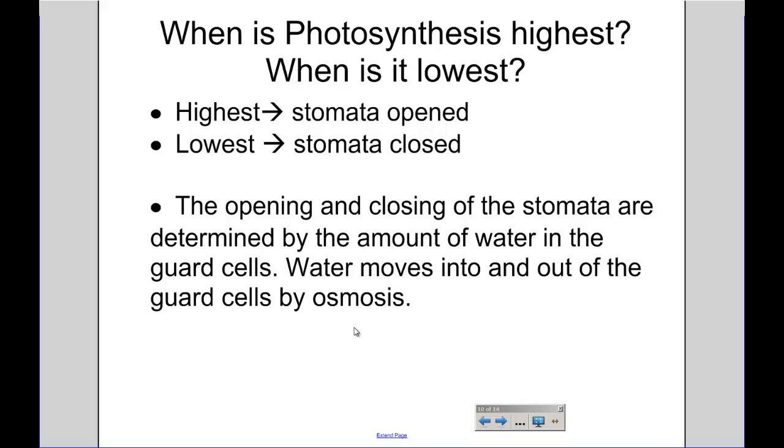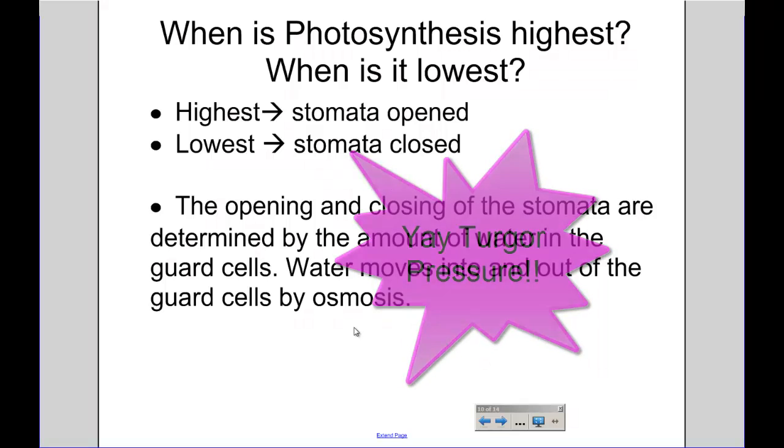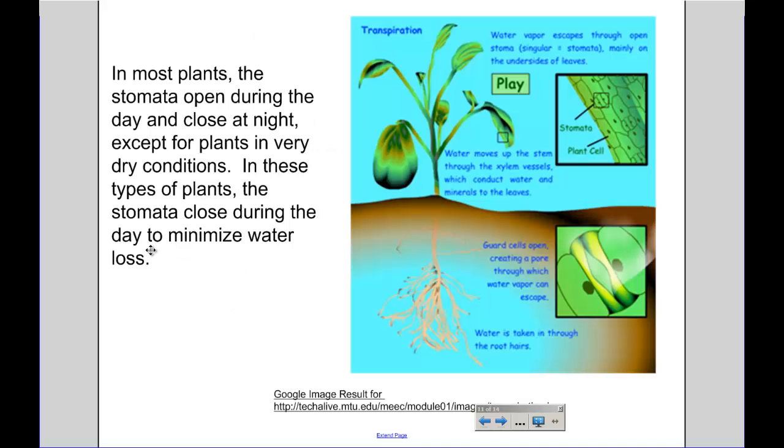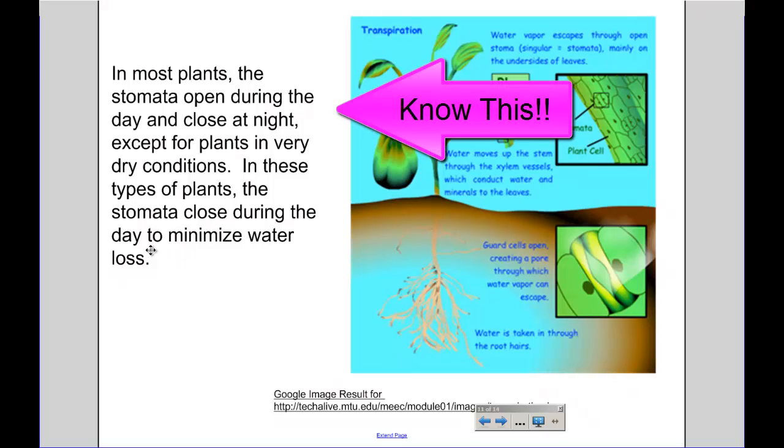The reason for this is the opening and closing are determined by the amount of water in the guard cells. So if the plant has lots of water, you're going to have the stomata open because of that turgor pressure. If you have a lack of water, those stomata are going to close to save water in the plant so it doesn't dehydrate. In most plants, the stomata open during the day and close at night. That is something important to know.